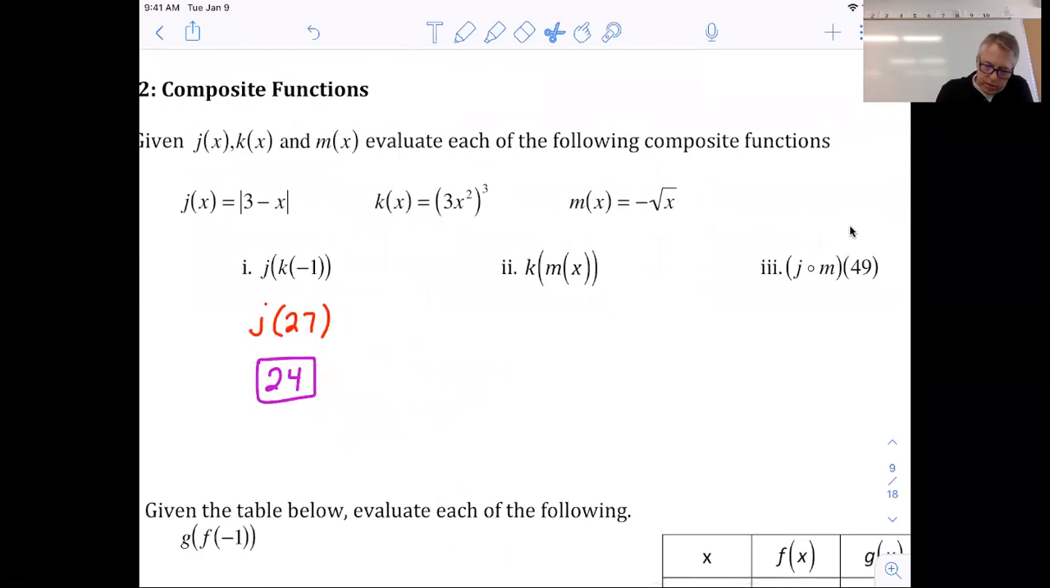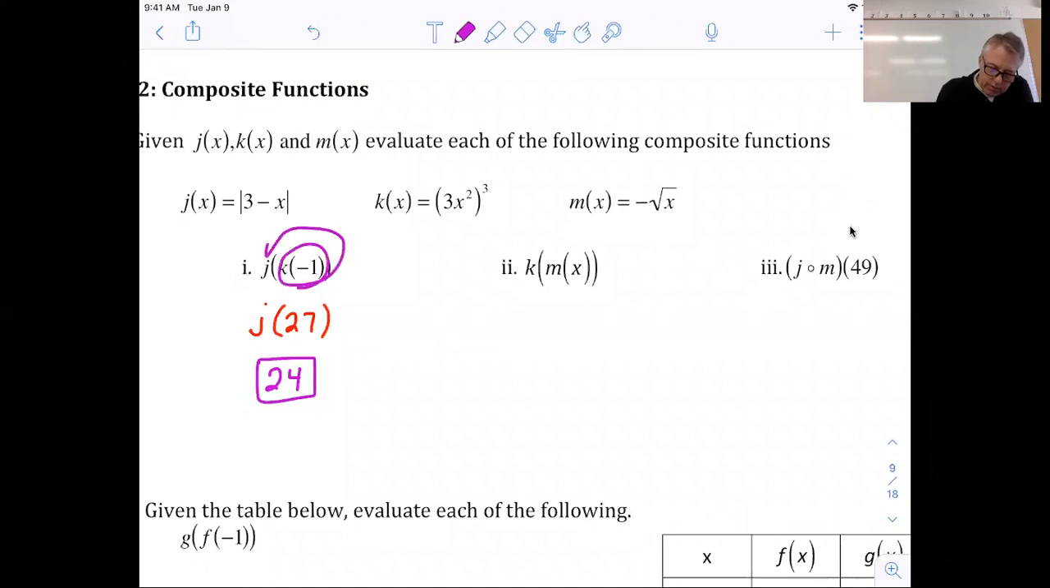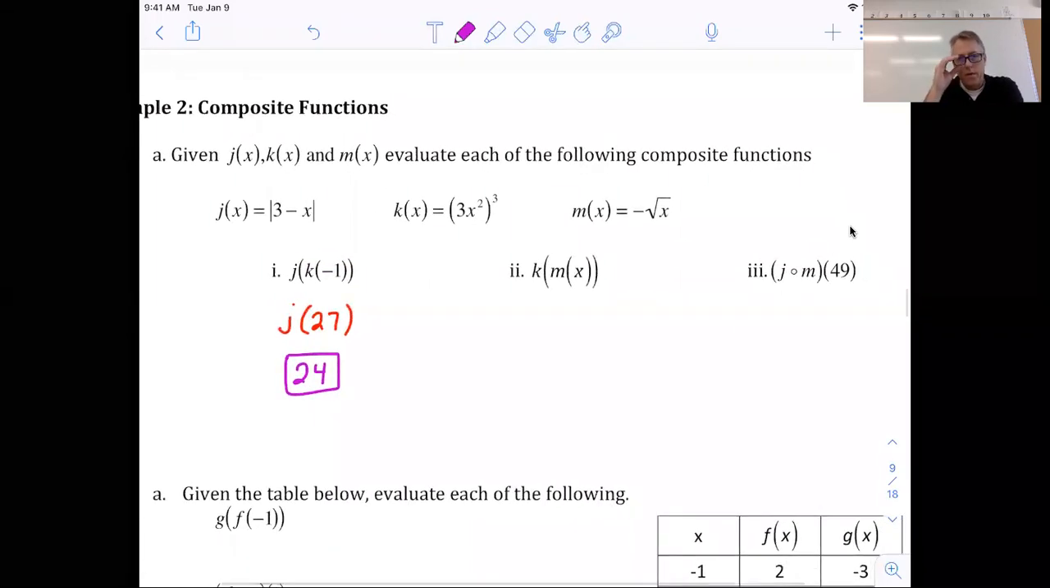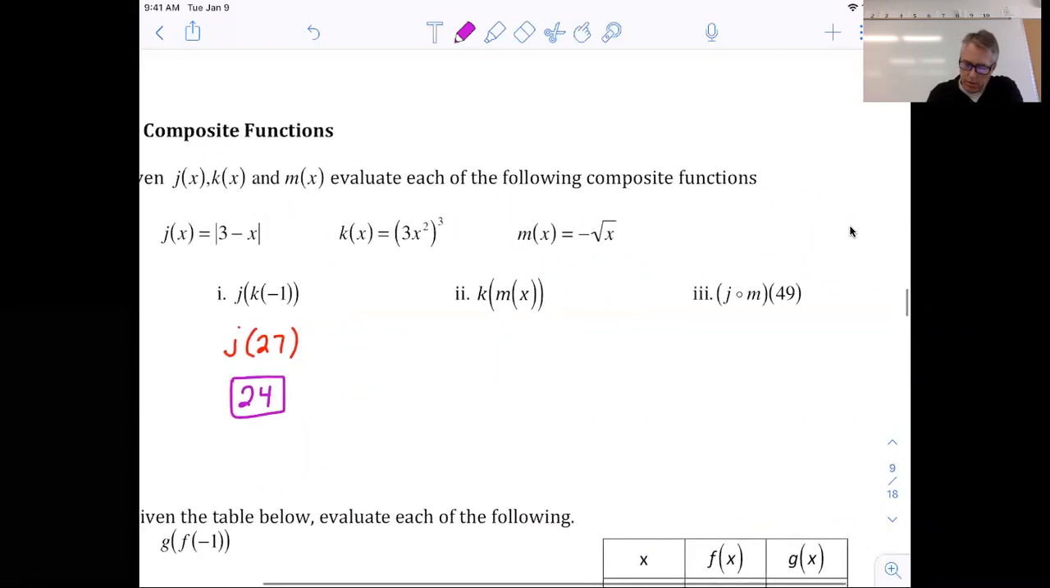Okay, so I found k of -1 first. Then I took that answer and plugged it into j. Okay, I'm going to do this one next because it's most similar to it.